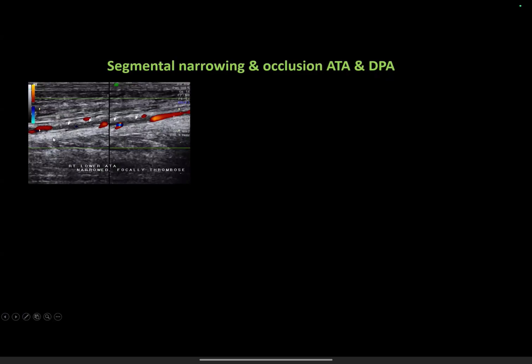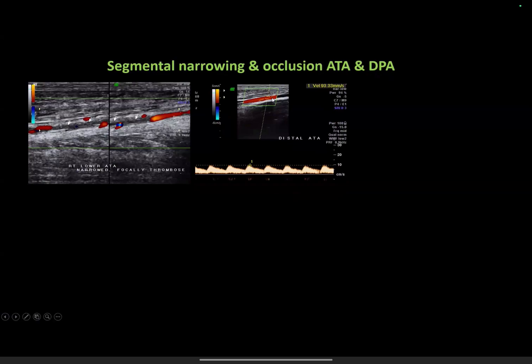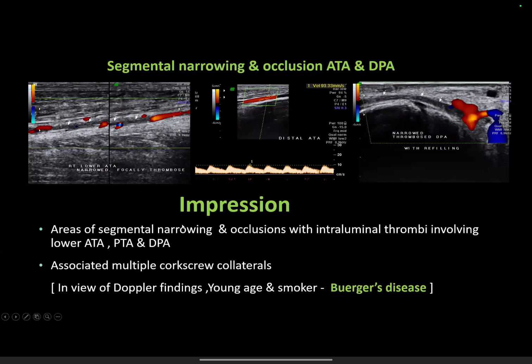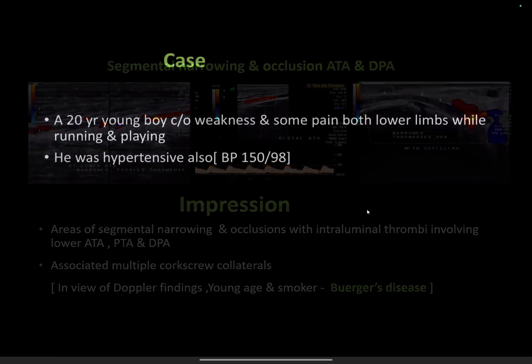The same case is showing anterior tibial artery segmental narrowing also. Distal dampened flow in the anterior tibial artery after re-establishment. And again, dorsalis pedis artery also narrowed and occluded. So there is multi-level disease in this case. So areas of segmental narrowing and occlusions with intraluminal thrombi involving lower anterior tibial artery, posterior tibial artery, and dorsalis pedis arteries, associated with multiple corkscrew collaterals. In view of the Doppler findings, young age, smoker, it is classical of Buerger's disease.